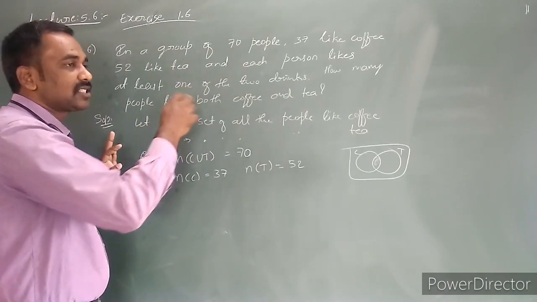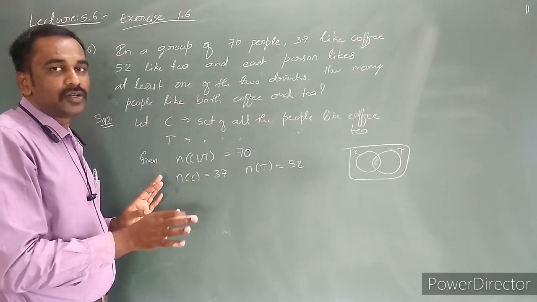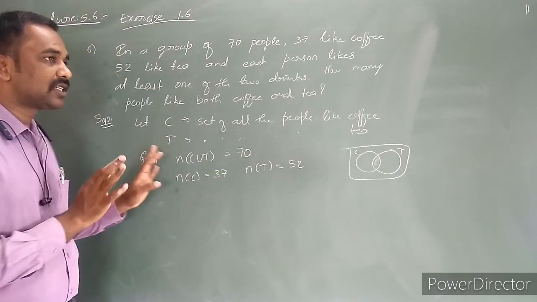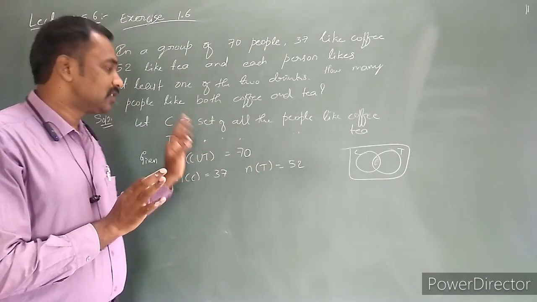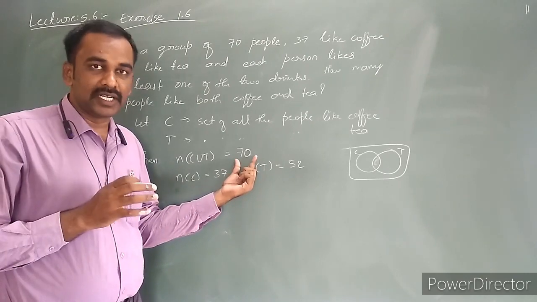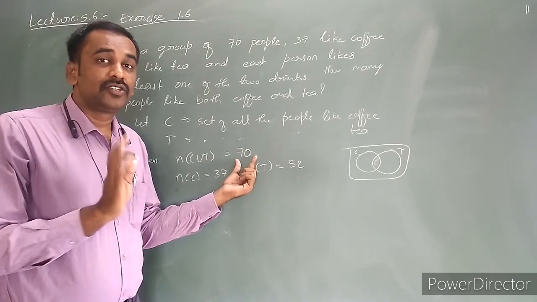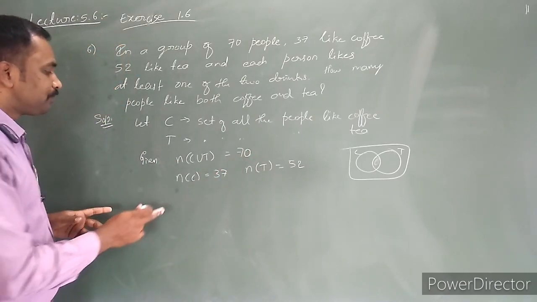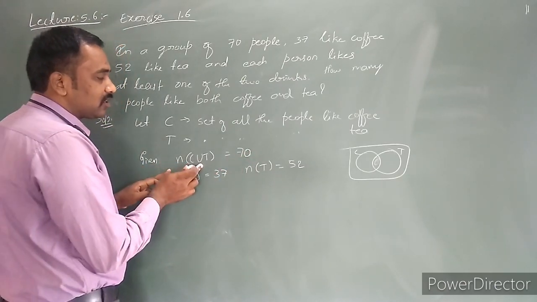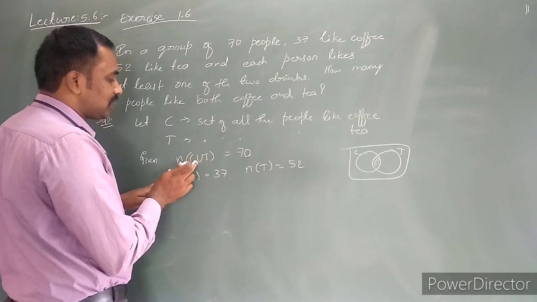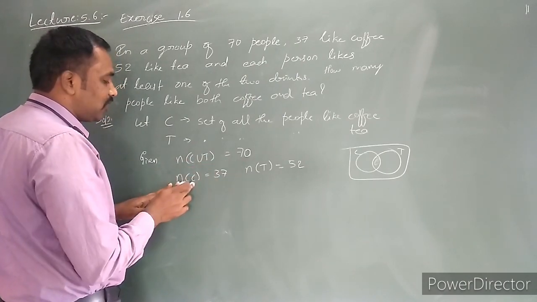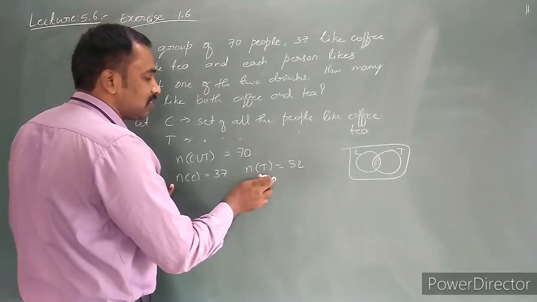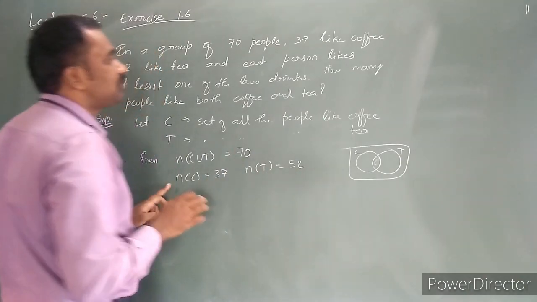Each of the people must like at least one of the two drinks. Is that clear? There is no person present in this 70 members who is not liking anything. That type of person is not there. Anyway, are you clear? Total union of 2 sets is 70. Out of that, number of people who like coffee is 37. Number of people who like tea is 52.